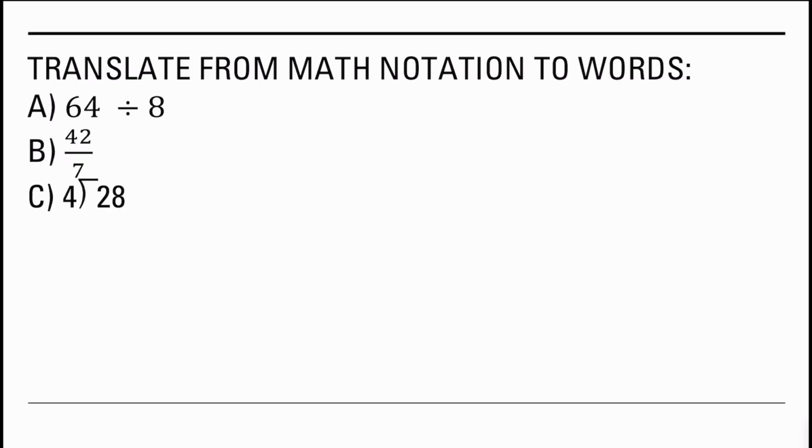And just a couple of quick examples to see how we can translate from math notation into word form. We can say 64 divided by 8 for the first. For B, we say 42 divided by 7. And for C, we say 28 divided by 4.